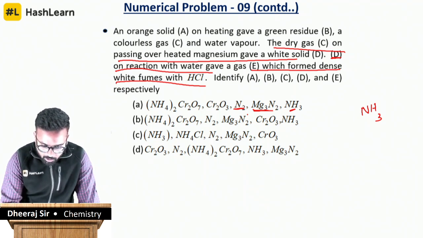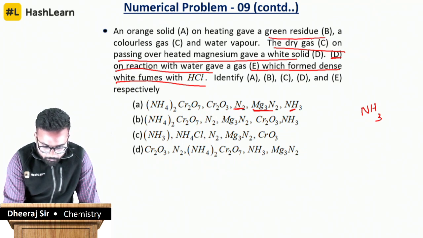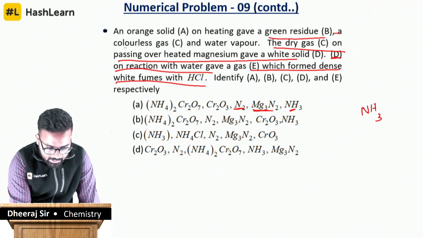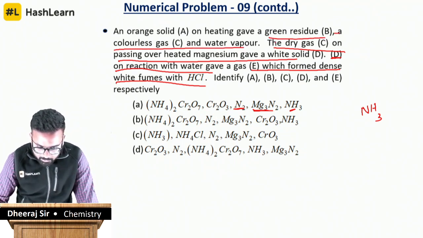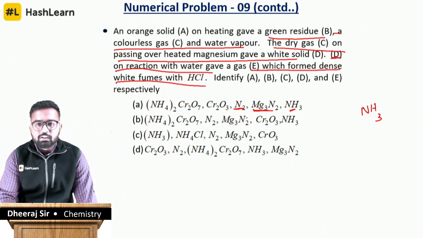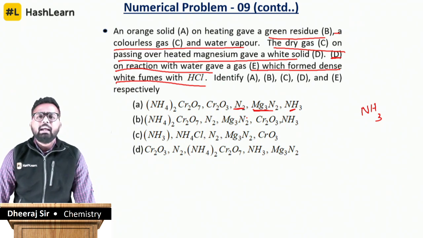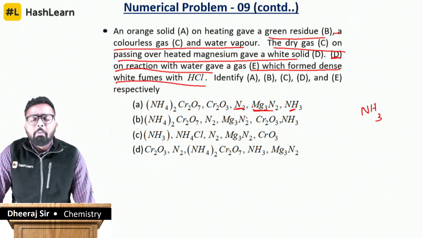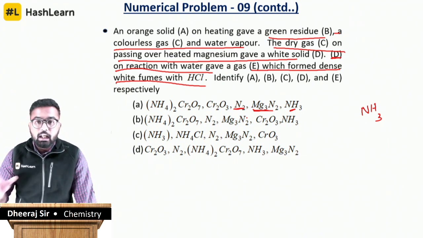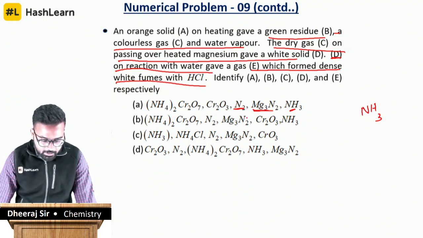Move back again. So we have got E, D and C. A green residue and a colorless gas C and water vapor. So we have found out C has to be nitrogen, the colorless inert gas, and the green residue. Keep one thing in mind, anything with bottle green or a little dark green colored compounds has to be chromium based compounds.